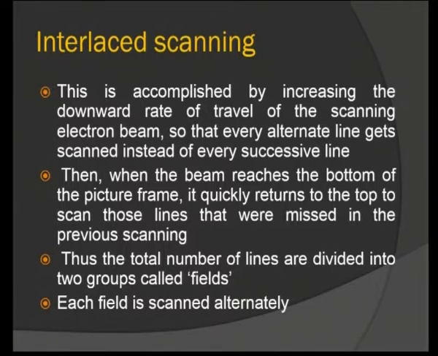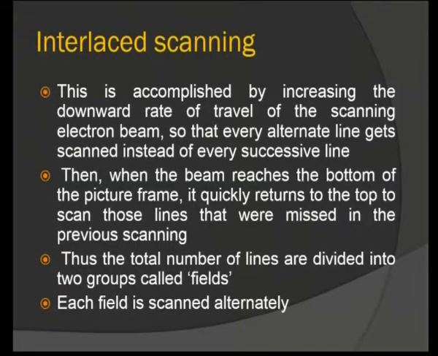The definition of scanning says it is a sequential scanning of each element of a picture, but in interlace we alternately scan all the information of a picture to eliminate the flicker problem. When the beam reaches the bottom of the picture frame, it quickly returns to the top to scan those lines that were missed in the previous scanning. So, every line is alternately scanned, and any lines that are missed will be picked up the next time. All the frames are scanned twice.